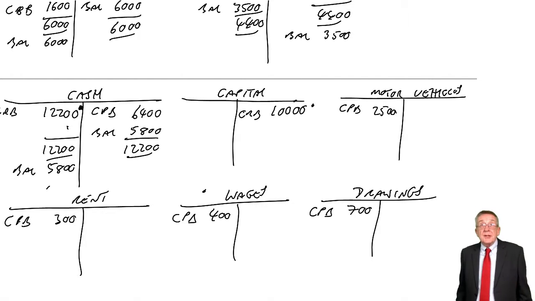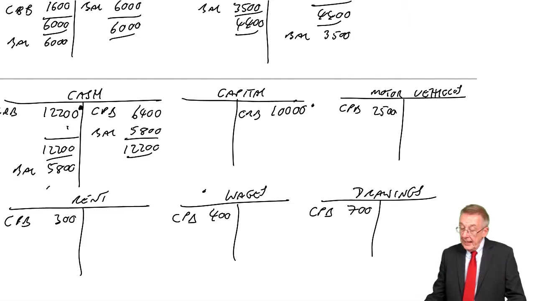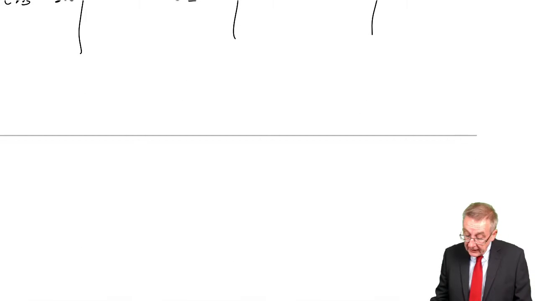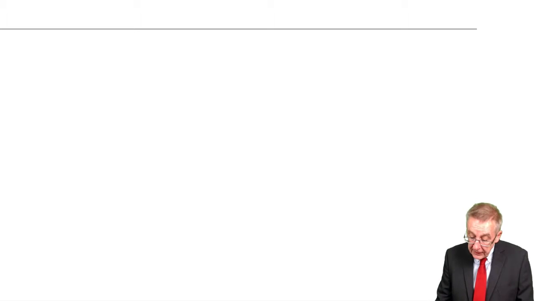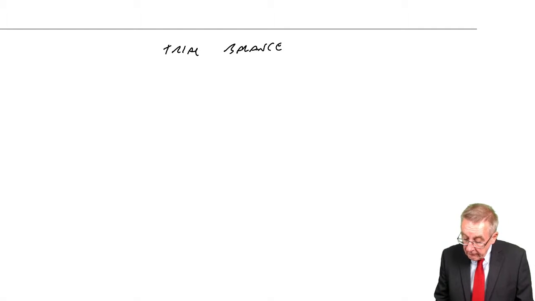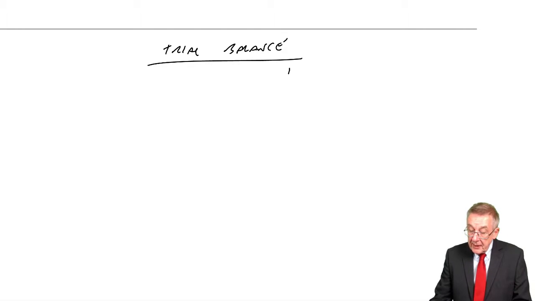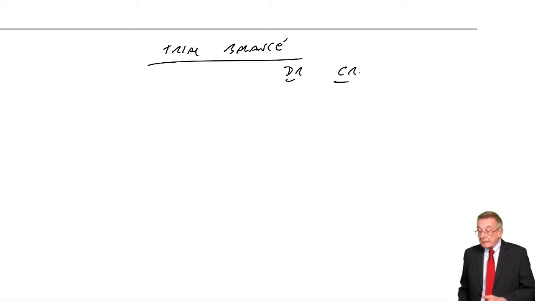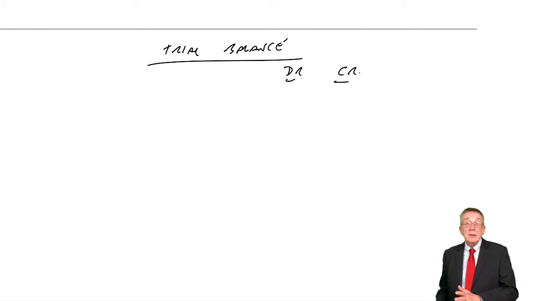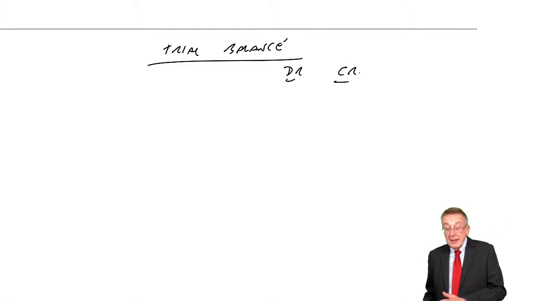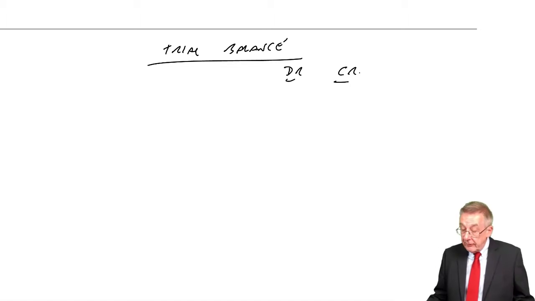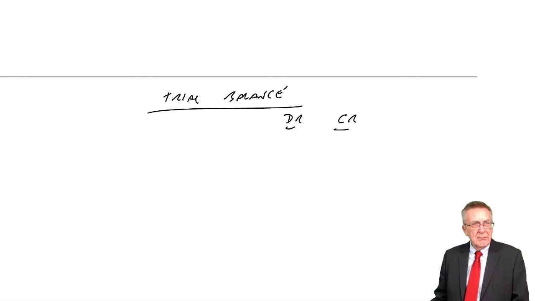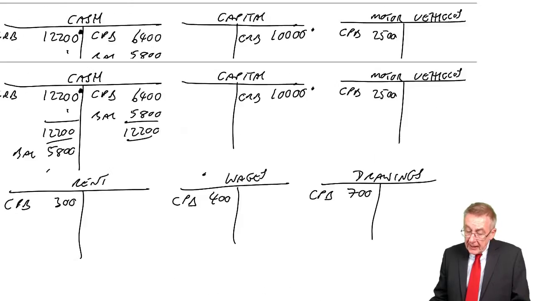So having taken the balance on every account, let's now do a trial balance. A bit of revision for you. The trial balance, remember, is simply a list of all the balances. And the total of the debits should equal the total of the credits. So nothing new here, a bit of revision, but from chapter 3, I think. But let's do it.